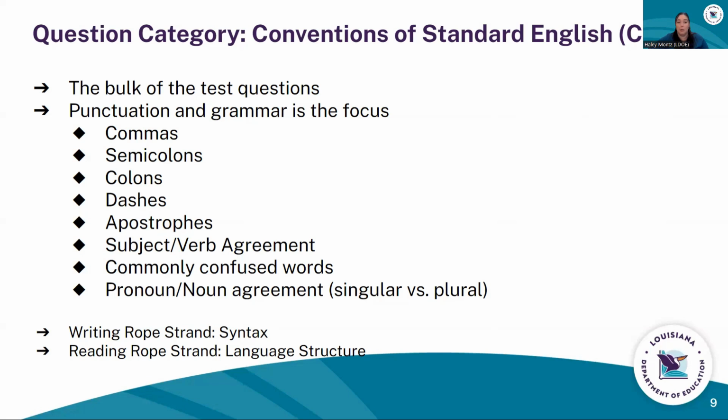They'll need to know commonly confused words like then versus than. I've seen cite versus cite. So there's a bunch of different ones that show up often. And then they'll also need to know pronoun-noun agreement or singular versus plural. And this correlates to the reading strand, the reading rope on the language structure, but also the syntax strand of the writing rope as well, just to keep in perspective that this is all connected to what good readers and writers are able to do.